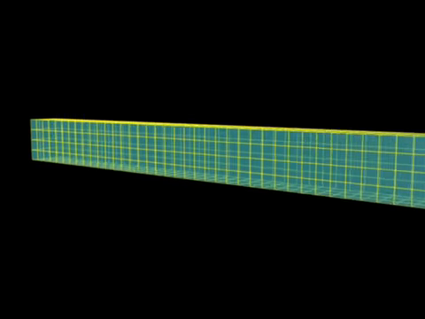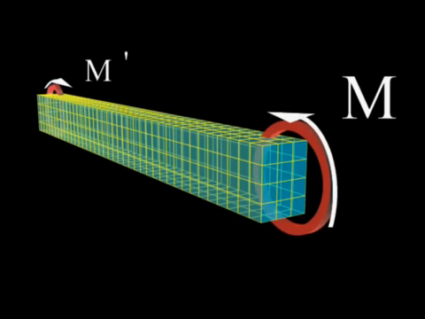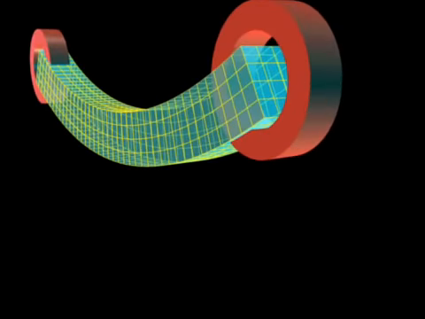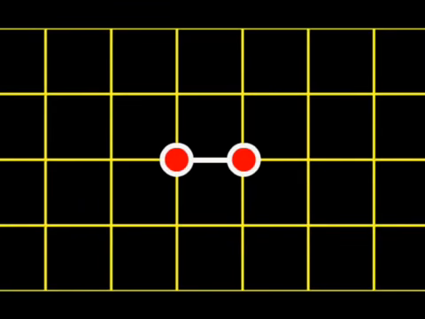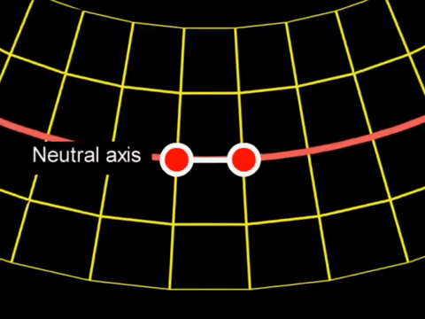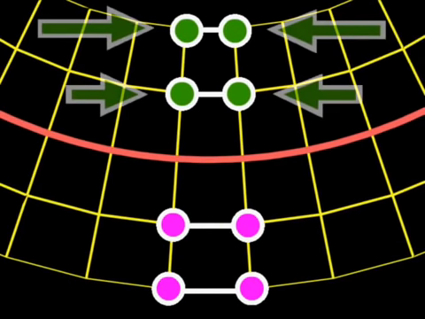Consider a prismatic beam. When equal and opposite moments m and m' are applied, as shown, the ends of the beam bend upwards. Fibers at a certain position, called the neutral axis, do not change in length, while fibers above it shorten and fibers below it elongate.